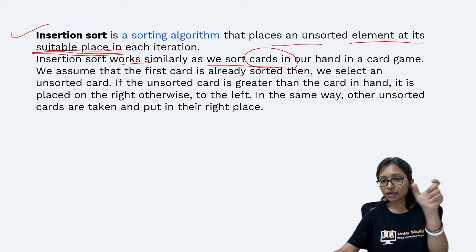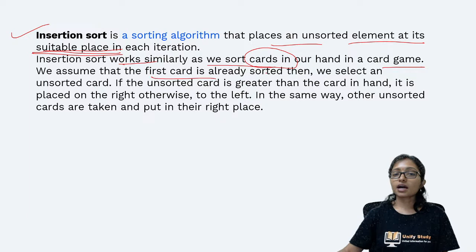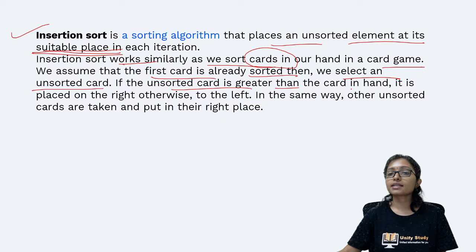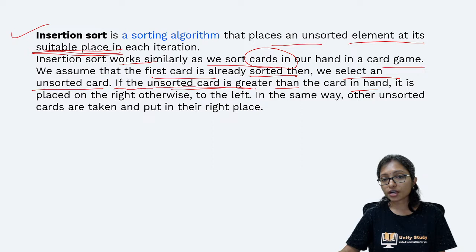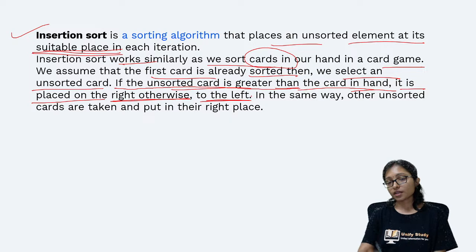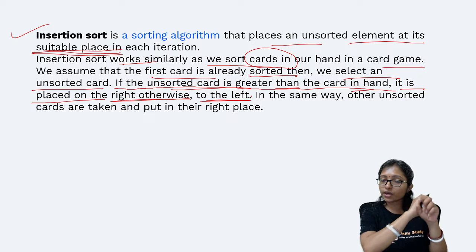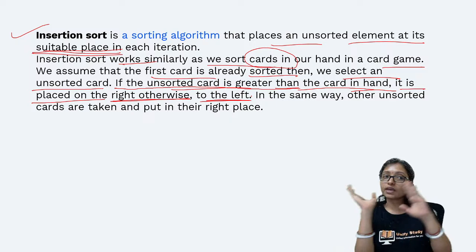So we take the first card as already sorted, then select an unsorted card. Here this line is very, very important. If the unsorted card is greater than the card in the hand, then it is placed to the right, otherwise it will be placed to the left. This is very important. In selection sort, we always go through the total pass. We are trying to find the minimum. After that, we place the minimum at the starting of the array.